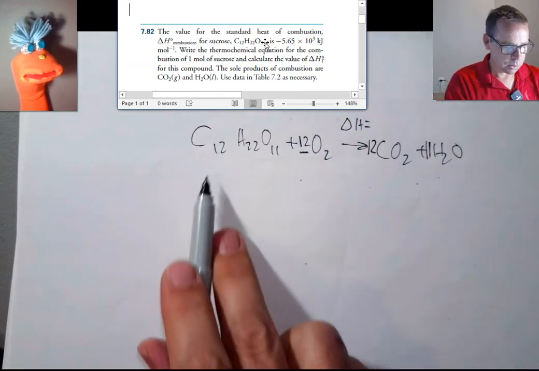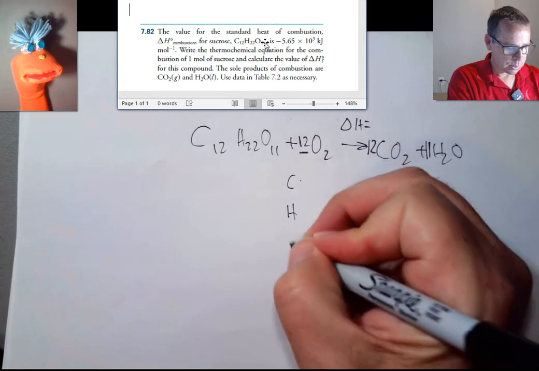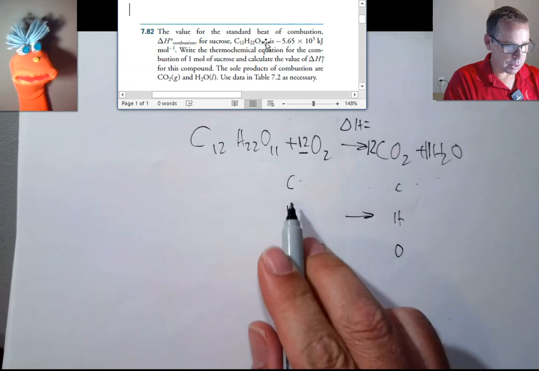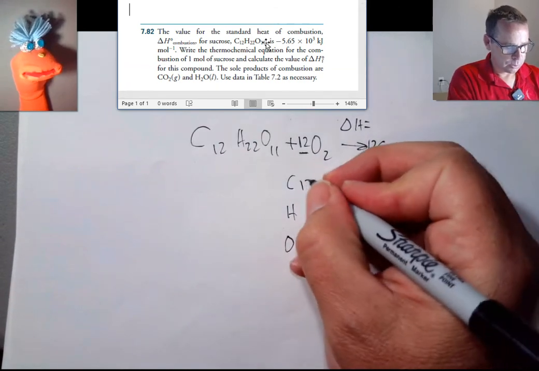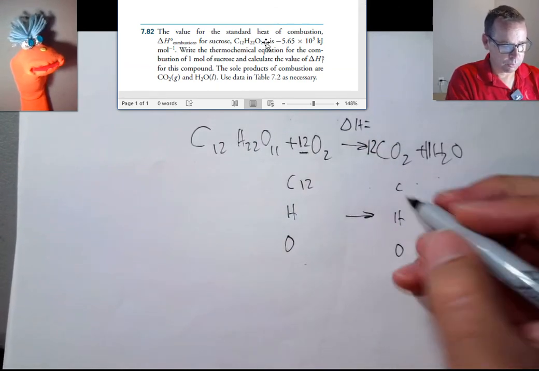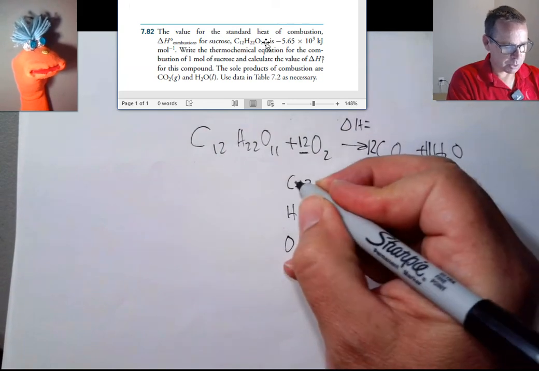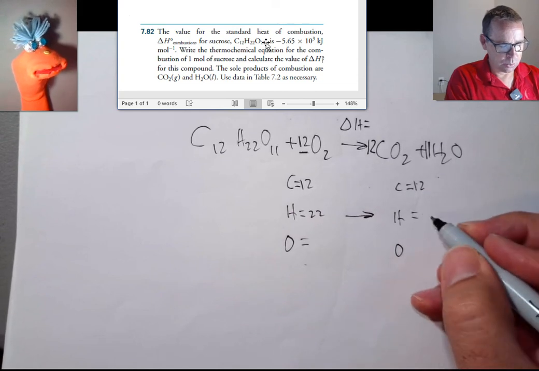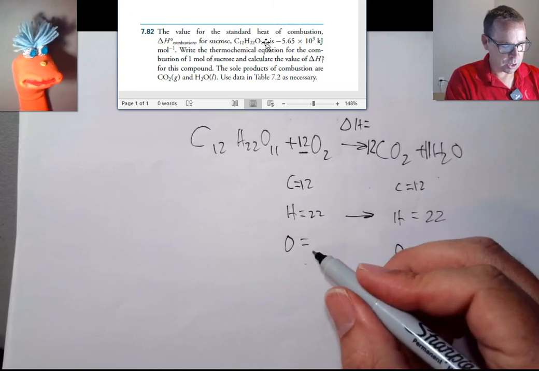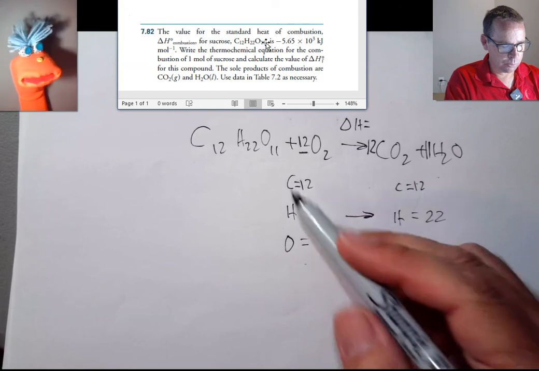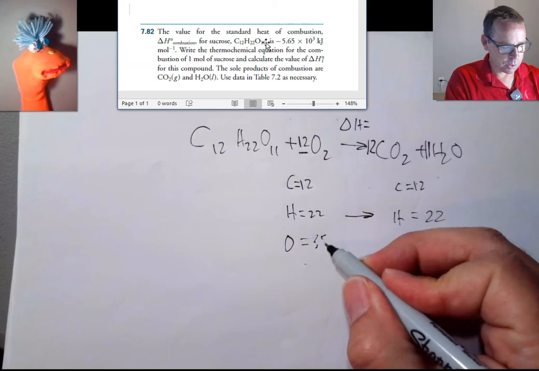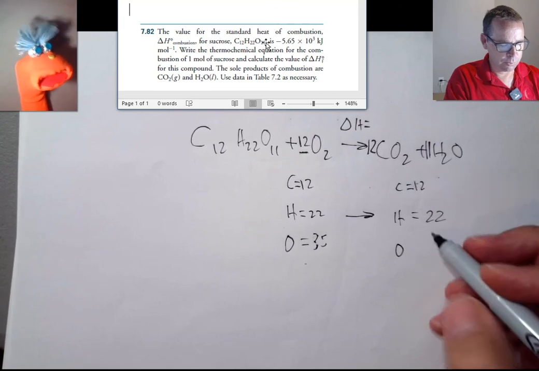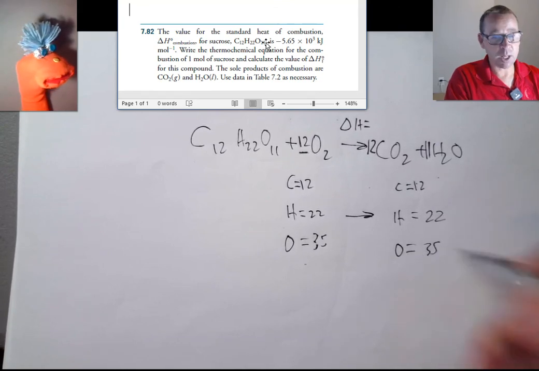Did that work out? Let's do our little accounting thing to make sure we're seeing the right amount of material. How much carbon on the left? 12. On the right? 12. How much hydrogen on the left? 22. And on the right? 22. How much oxygen on the left? 24, 34, 35. And on the right? 24 plus 11, 35. Very good. So we balanced the equation.